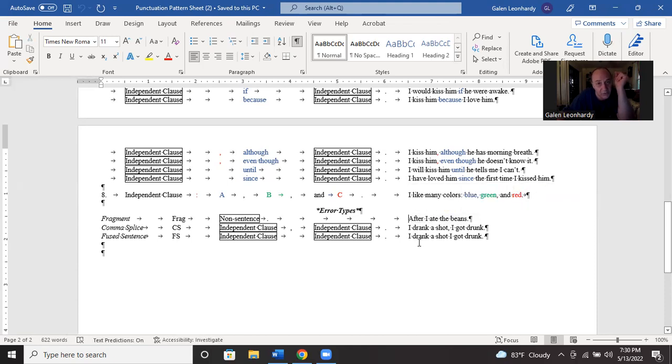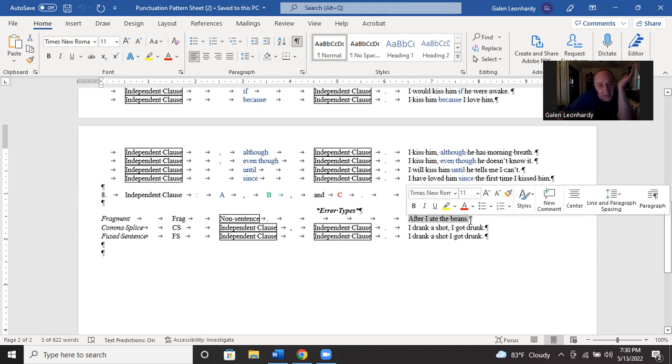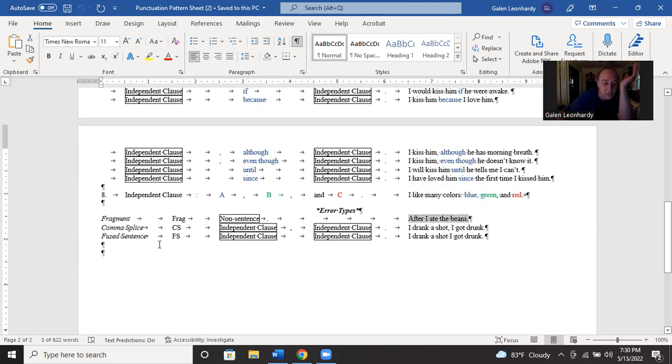I realize after I ate the beans. No, it's not going to work. Did after I eat the beans? That's not going to work either. We can see that this structure won't stand alone. It cannot be punctuated with a period. If you do, you have what's called a fragment. The editorial mark for fragment is "frag," dirty, rotten frag. You need to search through your writing and destroy these fragments.